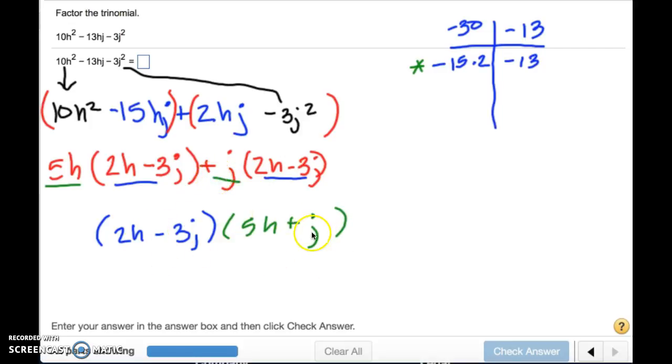And if you ever want to check these on a test or quiz, to make sure that you're right, you can FOIL them out. And as long as you end up getting that, once you combine these terms that we split up, then you know that your answer is correct.